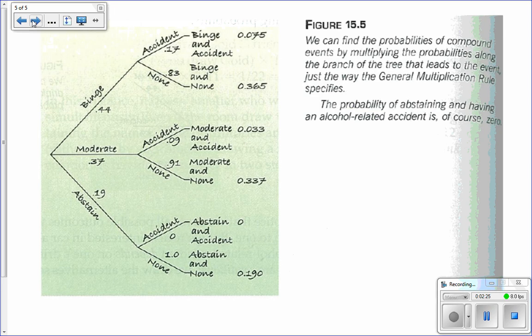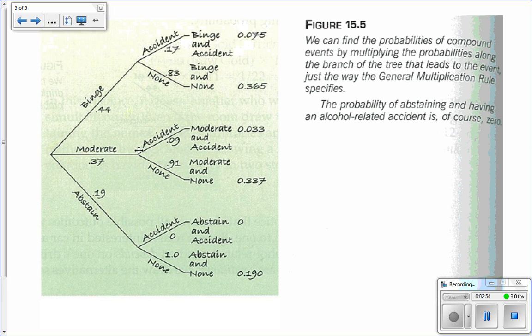Okay, so here's an example where it's all filled out. Given that they're a binge drinker, the chance they have an accident is 0.17, and none is 0.83. Okay, and to find the probability that they're a binge drinker and they get in an accident, you multiply 0.44 times 0.17, and that'll give you this probability.